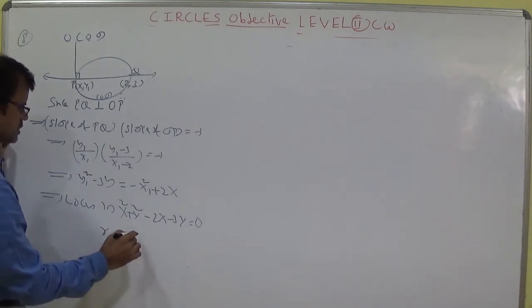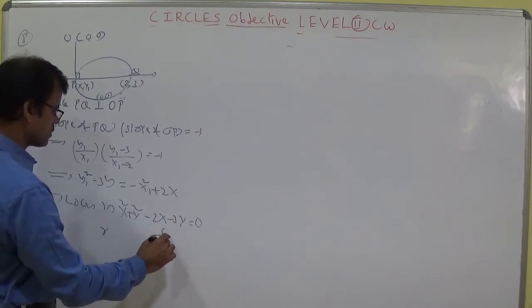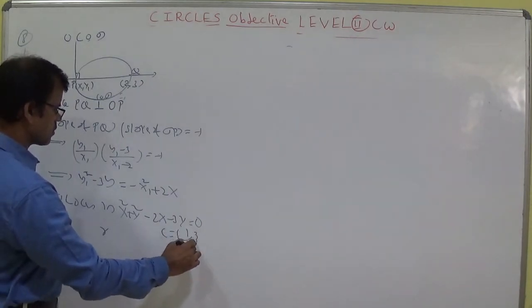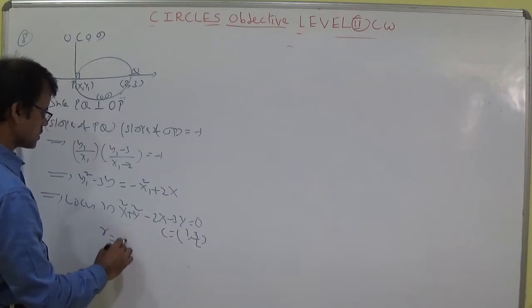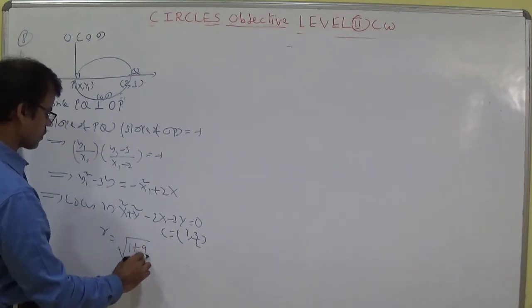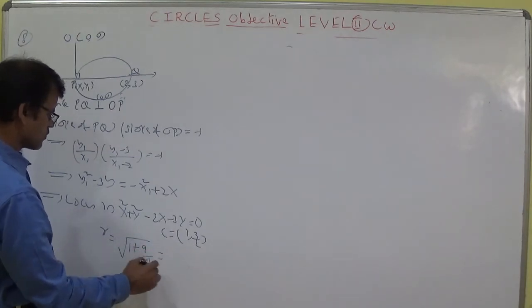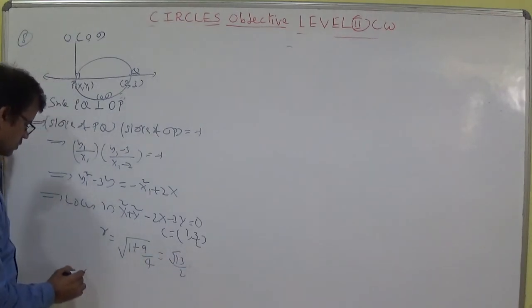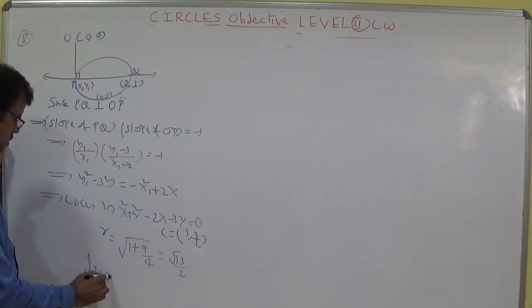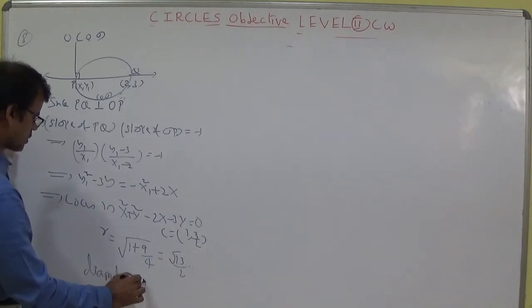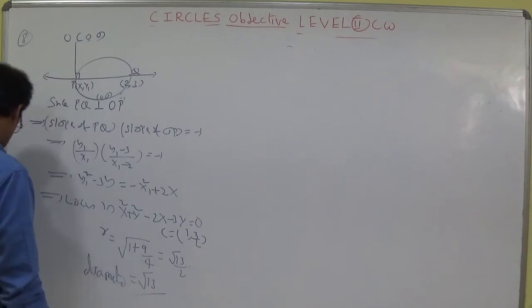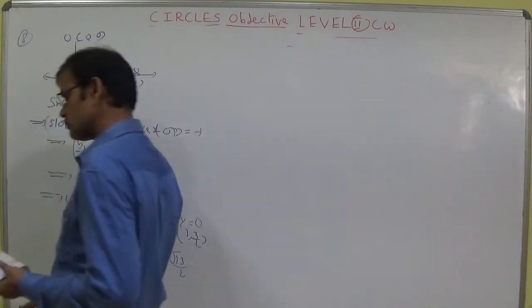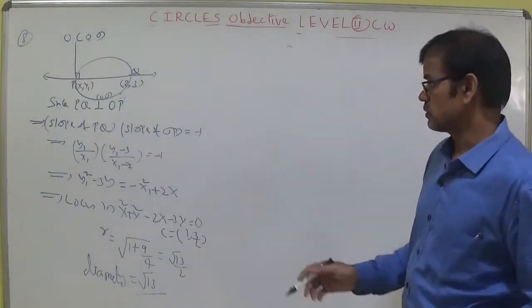This circle's radius, using the center, you can say: center is equal to (1, 3 by 2). Radius is equal to root of 1 plus 9 by 4, so root of (4 plus 9) by 4, that is root 13 by 2. Root 13 by 2 is the radius, but he is asking about diameter, which is 2 into radius, so it is root 13. First option.